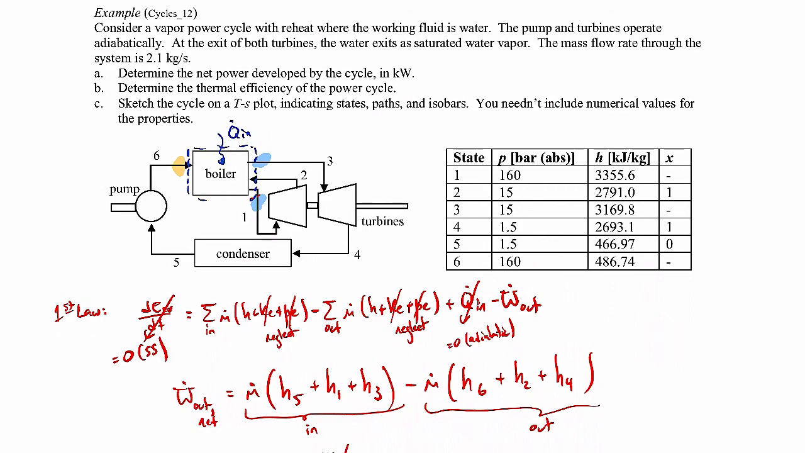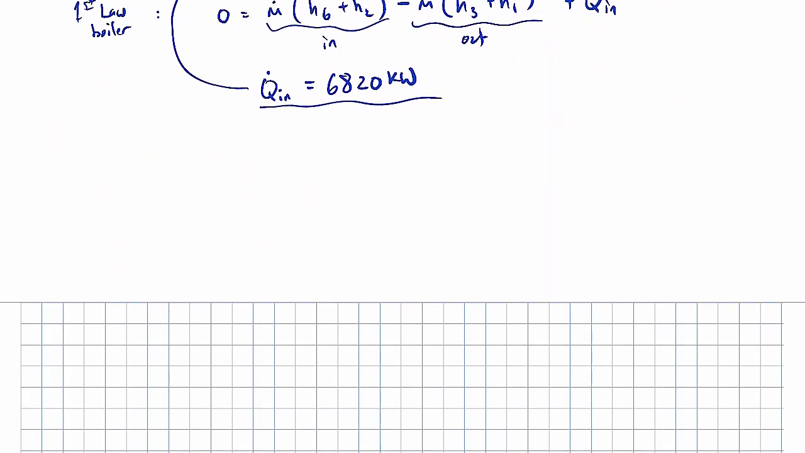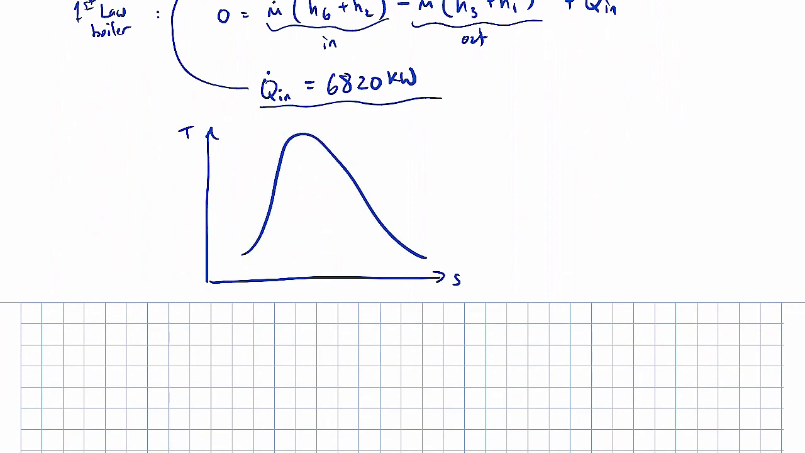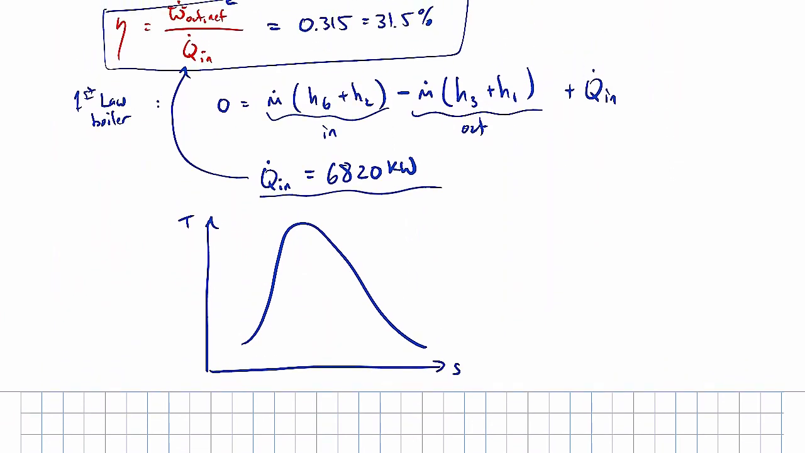Okay. The very last part of the problem is sketch the cycle on a TS plot indicating states, paths, and isobars. So this is going to be a Rankine cycle with reheat. So here are our TS axes. We're going to draw, in this case, the vapor dome because it's a Rankine cycle and we deal with changes in phase. And we'll draw a typical Rankine cycle sketch here. So if I just sketch this in, I'm going to draw an isobar here first.